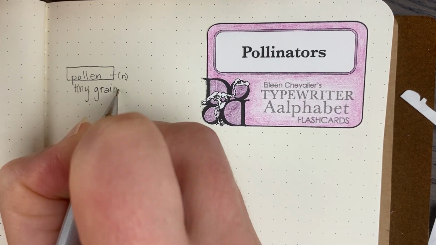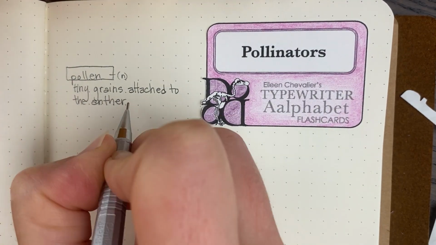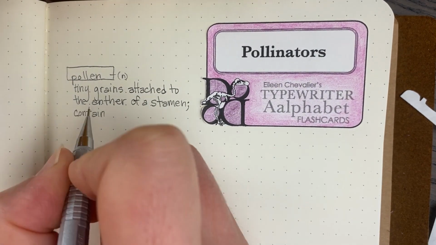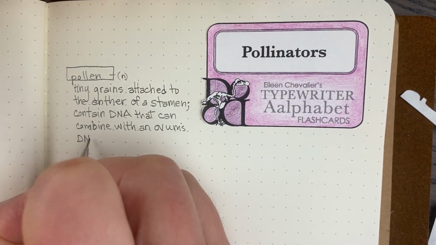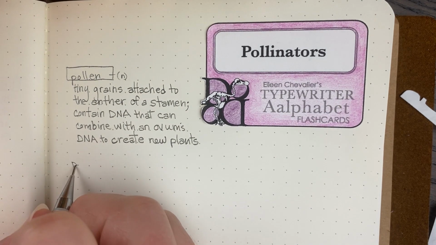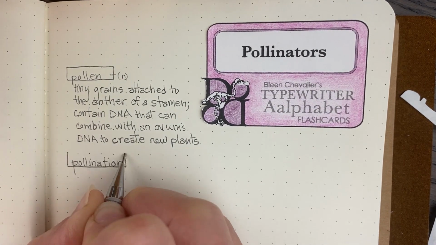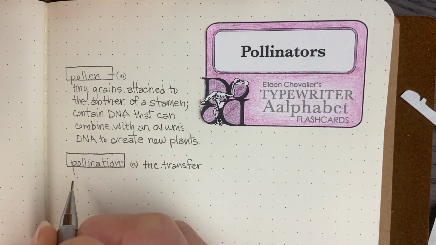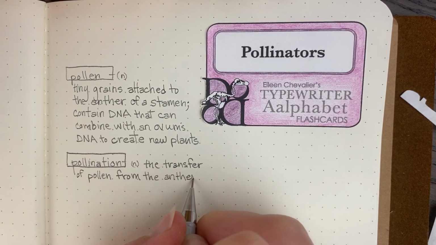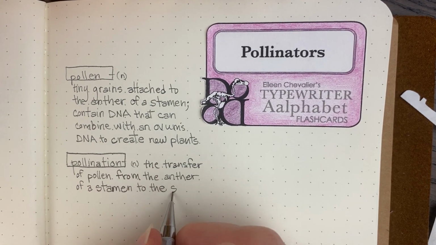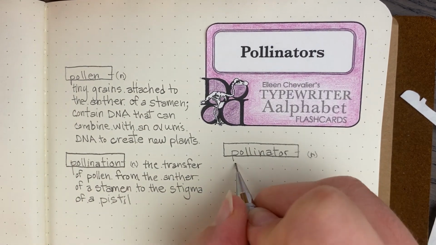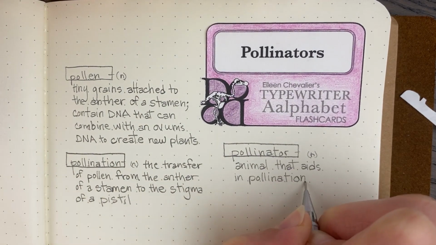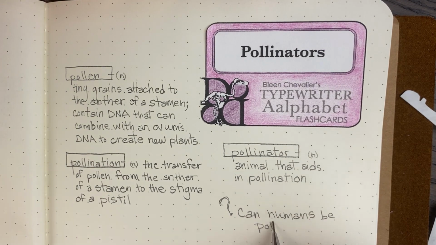Pollen, tiny grains attached to the anther of a stamen, contain DNA that combine with the ovum's DNA to create new plants. Pollination is transferring pollen from the anther to the stigma of a pistil. Pollinator, an animal that aids in pollination.